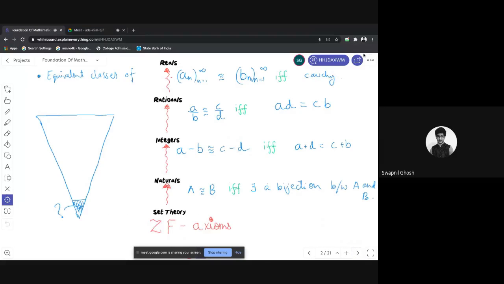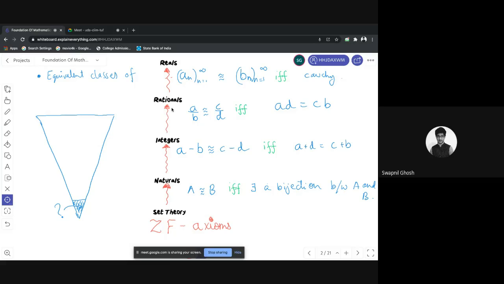Remember, in our second semester analysis course, we saw how reals can be constructed from rationals. Let me give a quick recap. From the rationals, we take an equivalence relation on sequences of rational numbers and say that two sequences a_n and b_n are equivalent if they are Cauchy. Then each equivalence class of these rational sequences represents a real number.